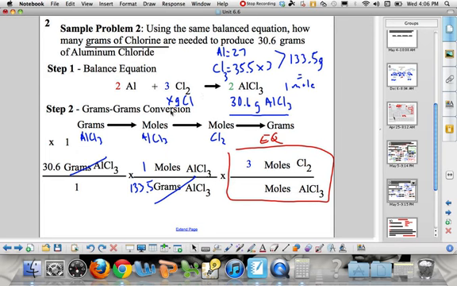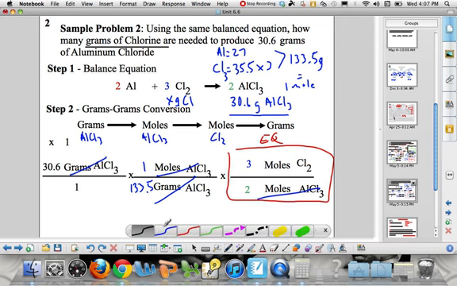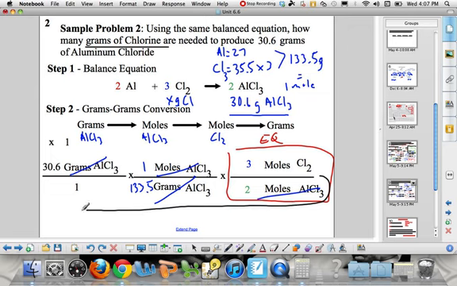Remember, this is like a recipe. It's telling me what I'm going to have. And this recipe says for every 3 moles of chlorine, I'm going to make 2 moles of aluminum chloride. That's the recipe. That's what we have to follow. So this number here and here, they're coming from the balanced equation to convert this. Now, looking at this setup here, I've successfully converted my moles of aluminum chloride to moles of chlorine. But I had to take one more step because they're asking me to get down to grams of chlorine.